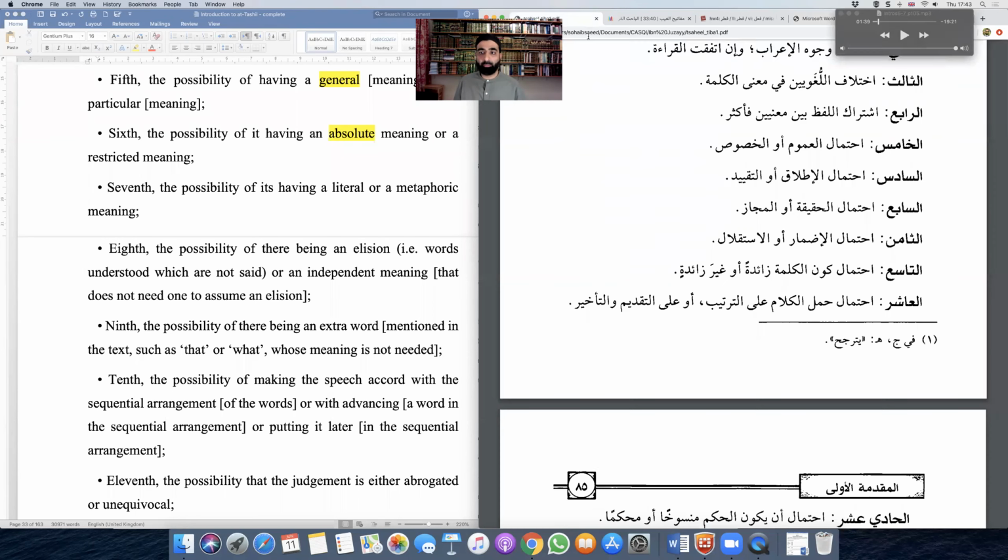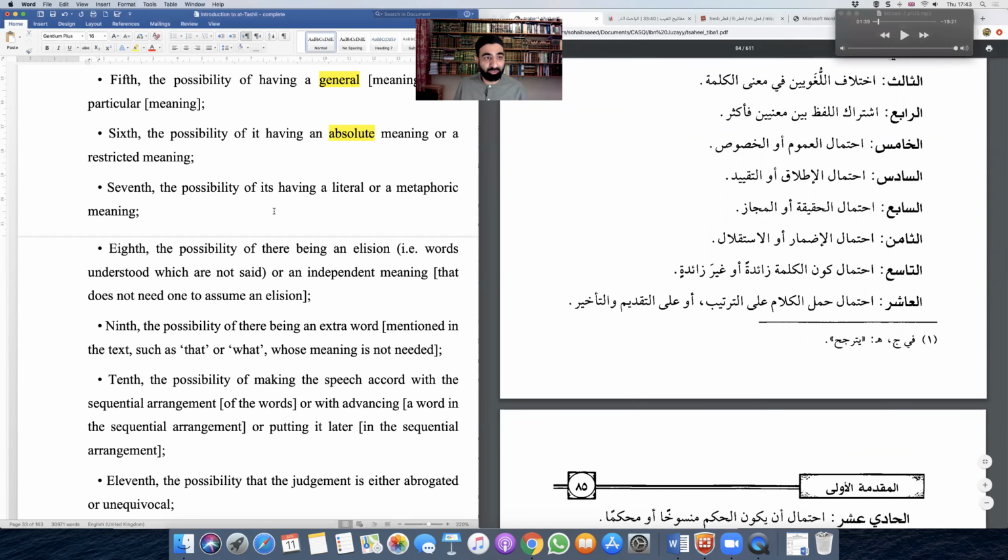Okay, so we'll come back to our process here. Ihtimal al-itlaq aw al-taqyid. Is this expression to be understood as qualified, or is it to be taken as unrestricted? And we can use the word general here, but we don't want to get mixed up between am and mutlaq.